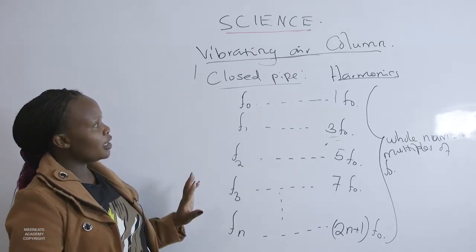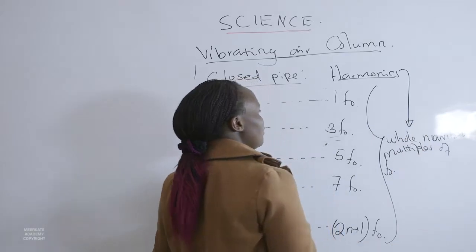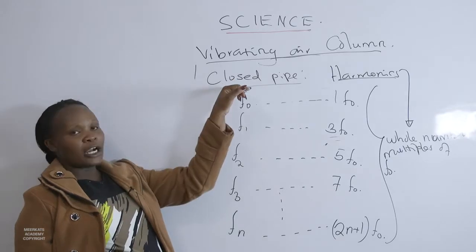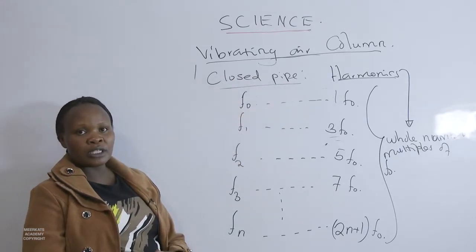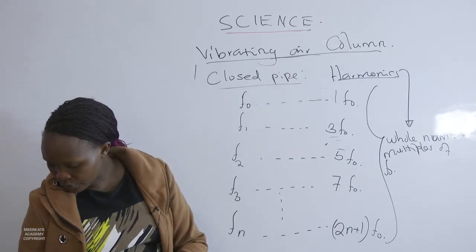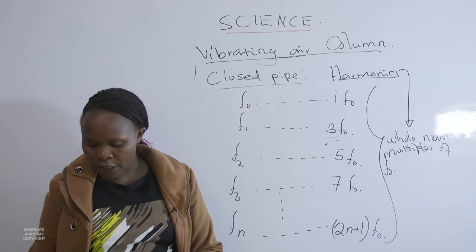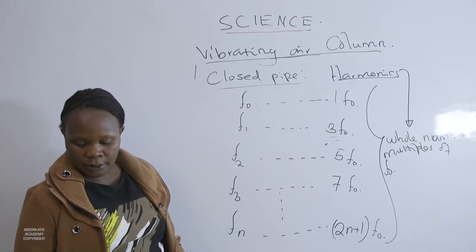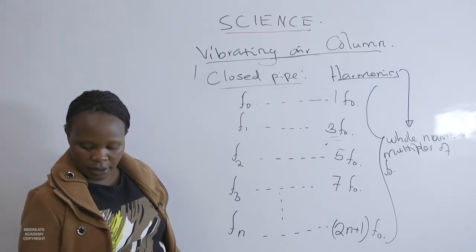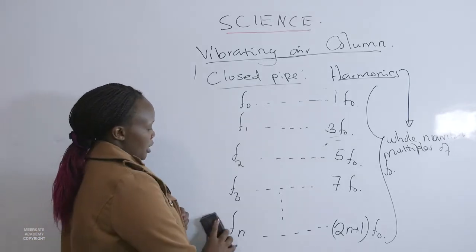That is to mean that our definition of the harmonics still holds even for the vibrating air column when we talk about a closed pipe. We could now say something about an open pipe, a vibrating air column which involves an open pipe.